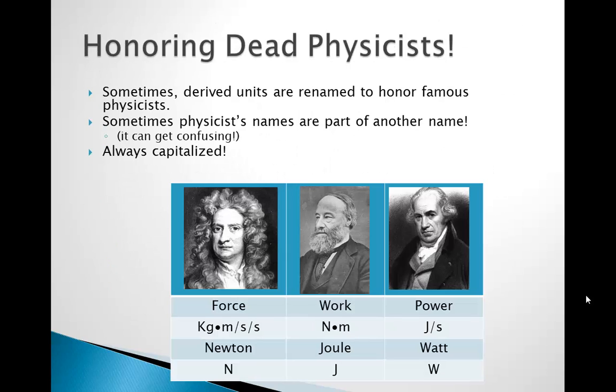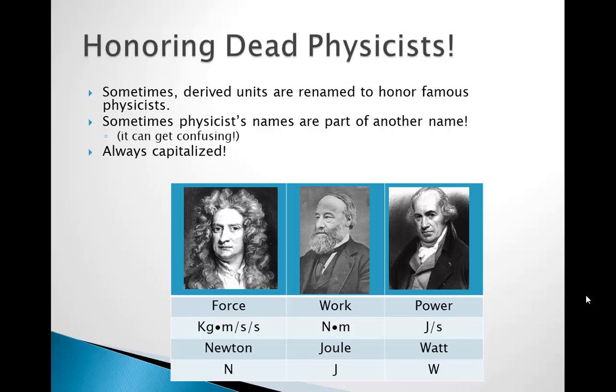Now what can be challenging sometimes is what I call honoring dead physicists. One of the things that was done many years ago was sometimes to honor a physicist, a measurement or a unit was named after him or her. They're very familiar, but sometimes you don't know what's behind the name. For example, these three men here. The first one is Isaac Newton, which is a unit of force, which is actually a kilogram meter per second squared, but we call that a Newton.